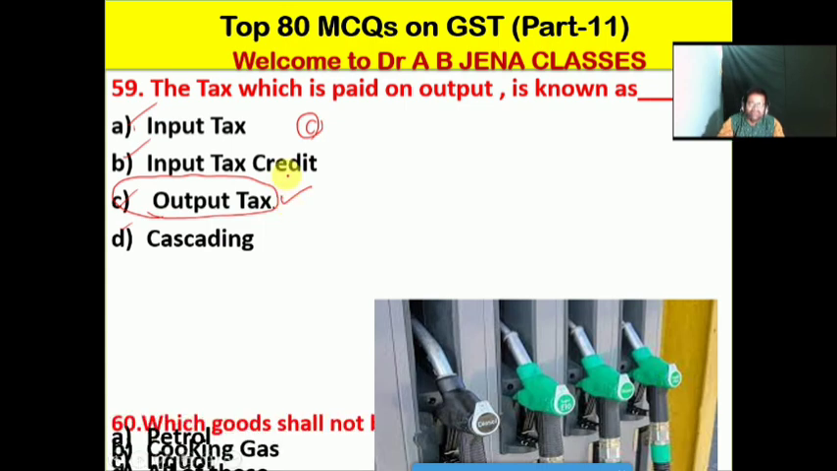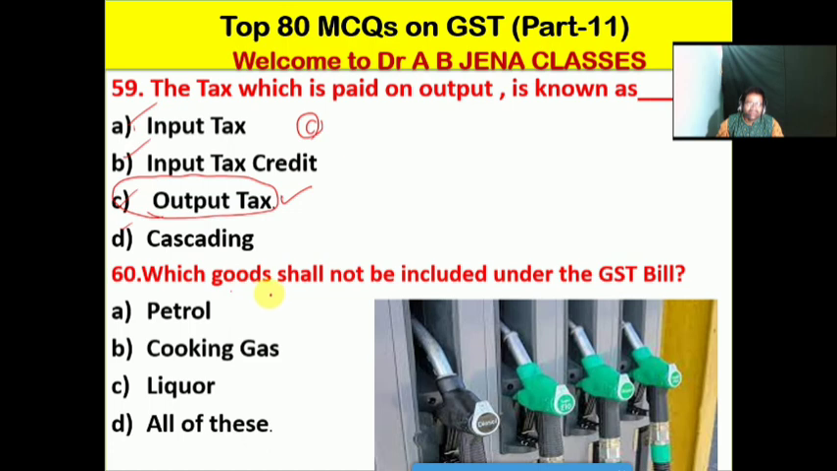So next one MCQ हम देखेंगे, which goods are not included under the GST bill: A, petrol; B, cooking gas; C, liquor; D, all of these. Friends, D is the right option for this MCQ. Petrol, cooking gas and liquor are out of the GST as per the GST Act and laws.